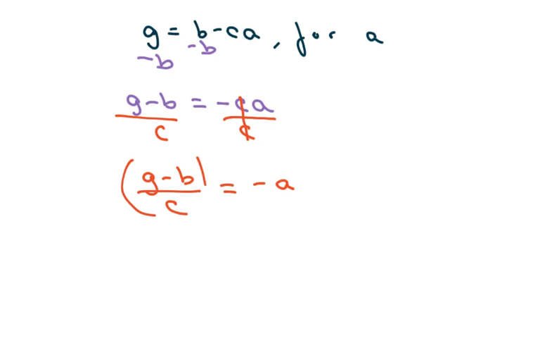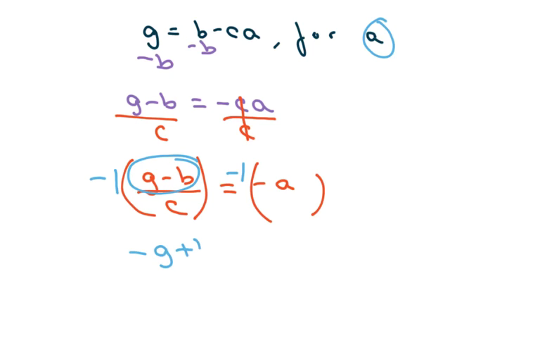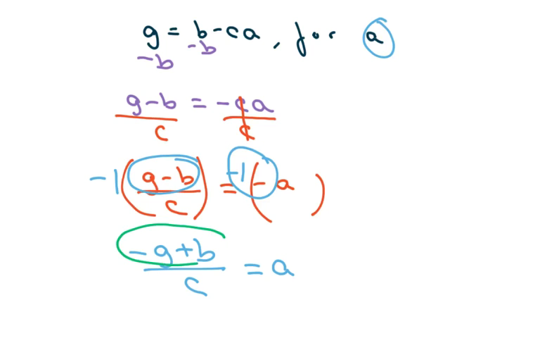And then I'm going to go ahead and multiply both sides by negative 1, because we're solving for a, not negative a. So you get, distribute the negative here. You get negative g plus b over c equals a. Two negatives make a positive. And if you want, you can leave it like that. If you want, you could rewrite that as b minus g over c equals a.